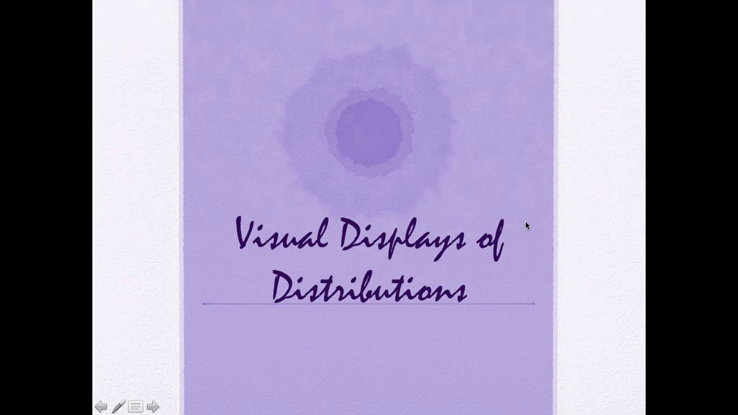So today we're going to talk about different ways that you can look at data. So we're going to be looking at different visual displays of data distributions today.